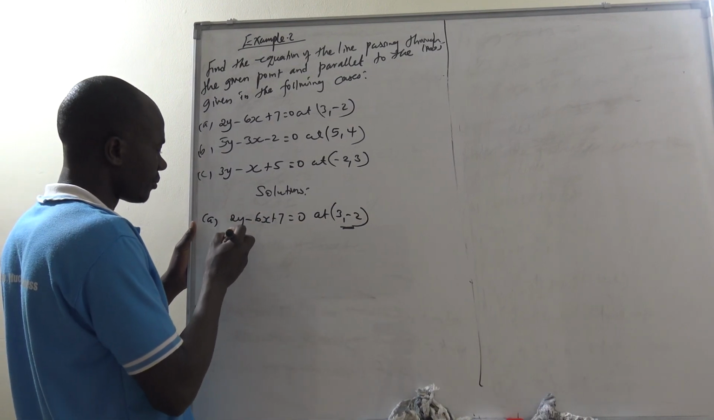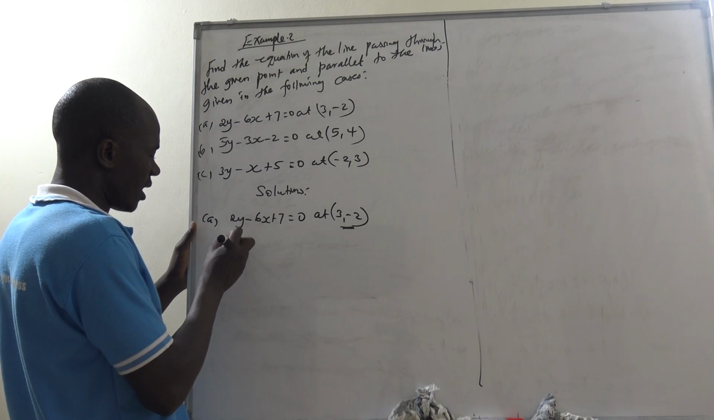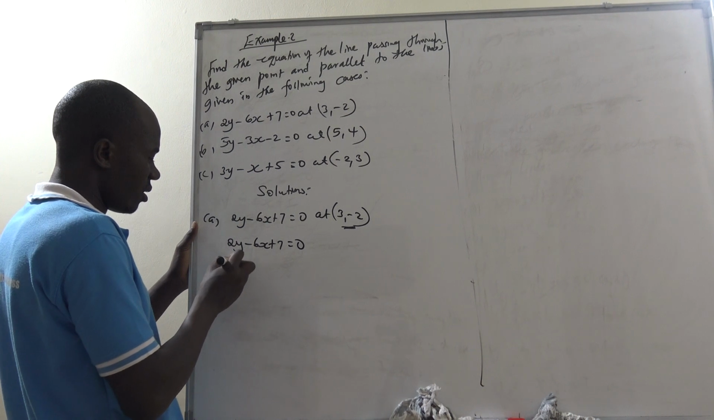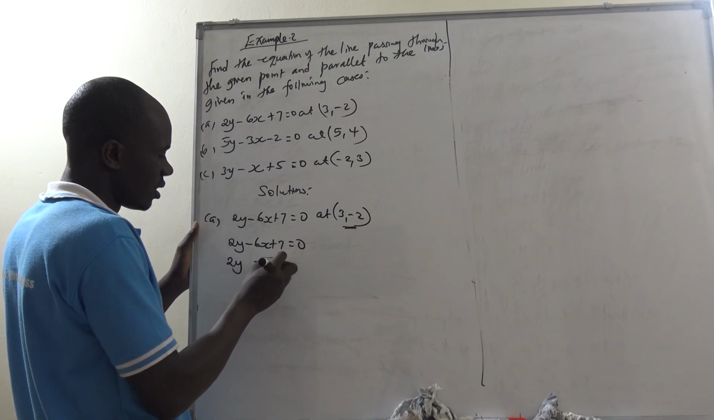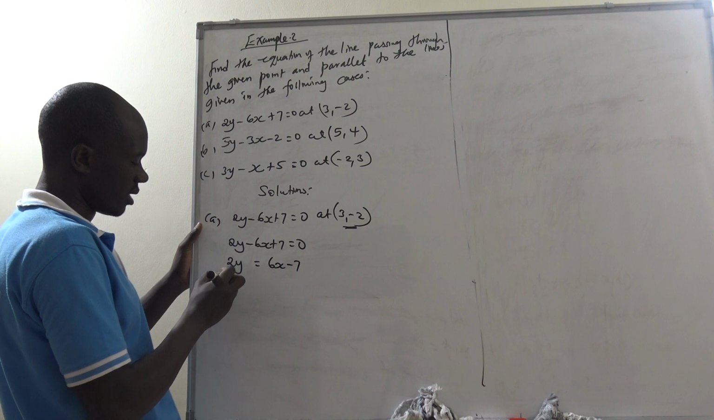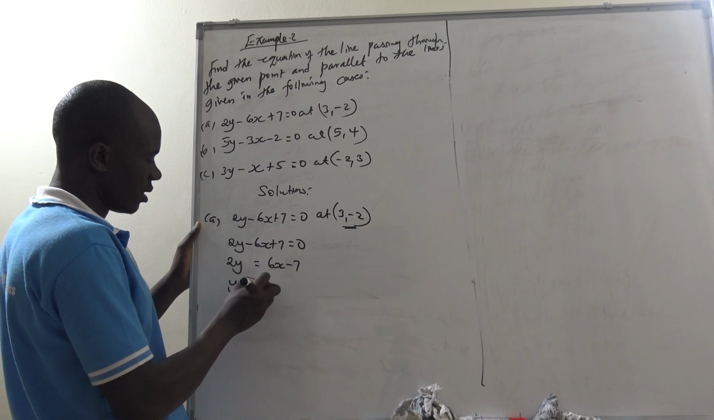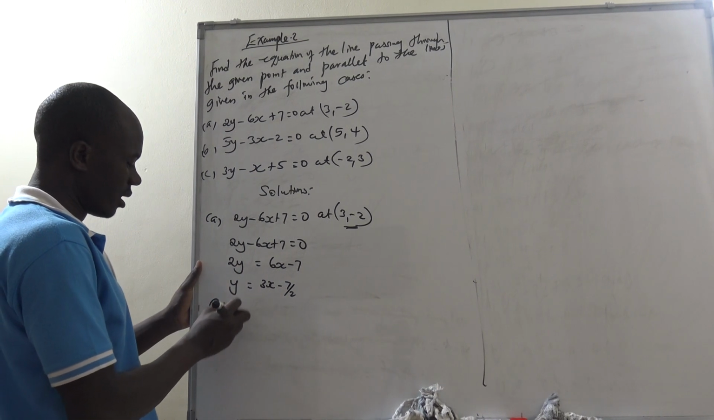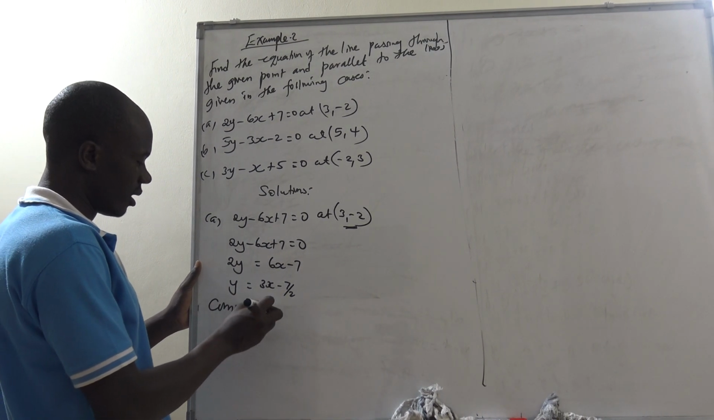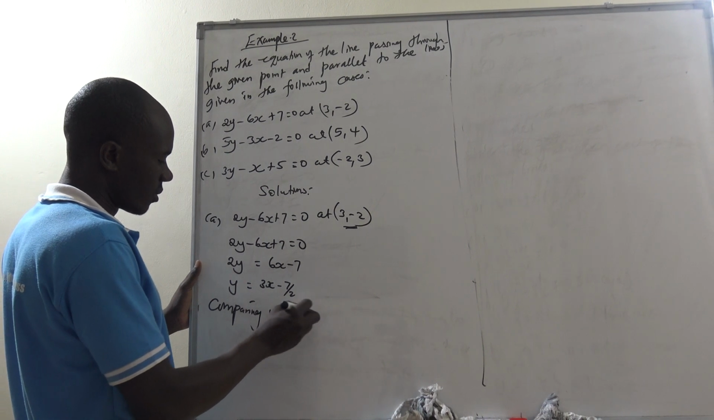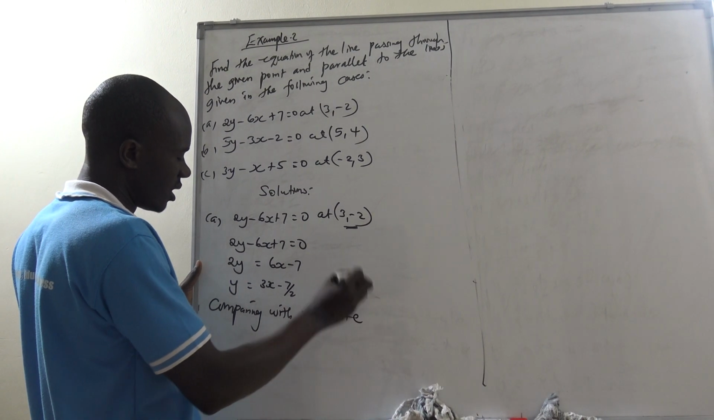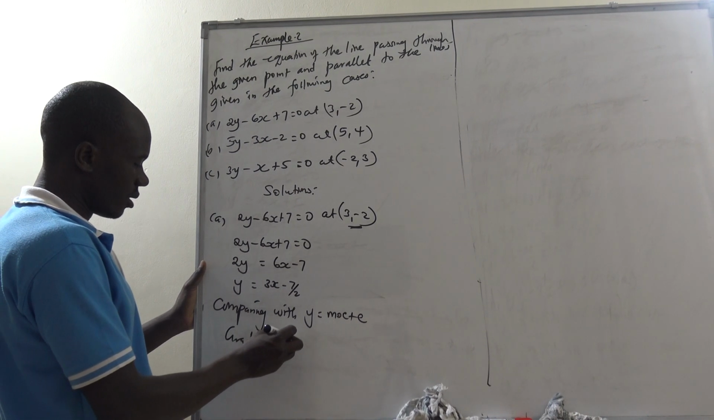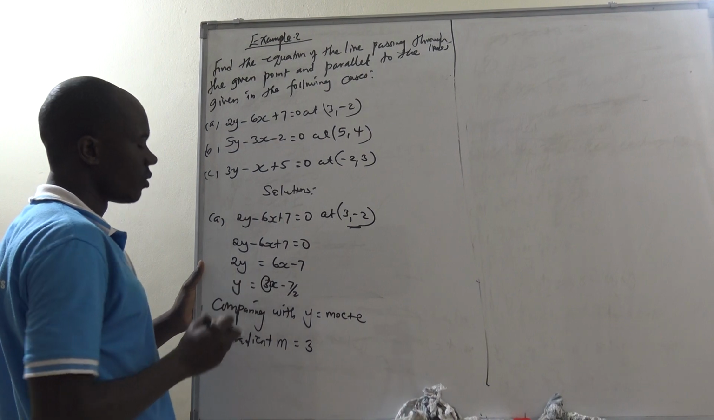You can say 2y minus 6x plus 7 equals 0. Can take that one there. We are getting 2y equals 6x minus 7 when we take those on that side. So what is y alone? Is 3x minus 7 out of 2. Then you say comparing with y equals mx plus c. So what is the gradient? So our gradient m equals 3. So this one is the gradient.